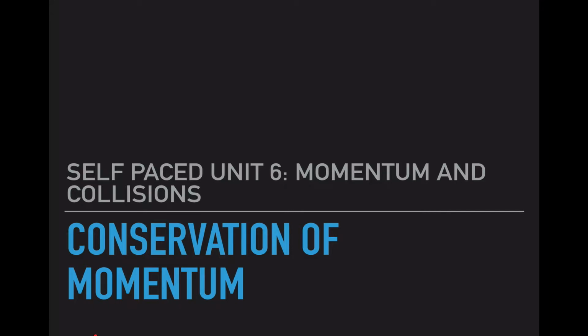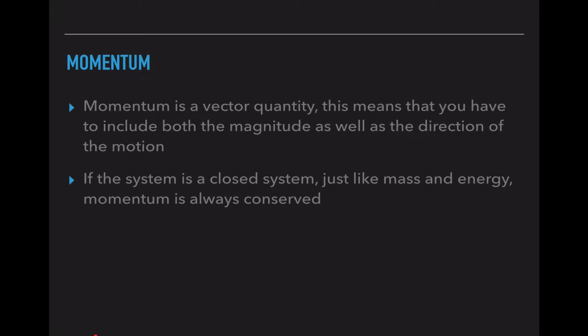Hey guys, today we're going to talk about conservation of momentum. In a closed system, momentum always has to have the same total value. While different objects can be moving at different rates, the sum of all of the momentums has to be the same. So, momentum is a vector quantity.